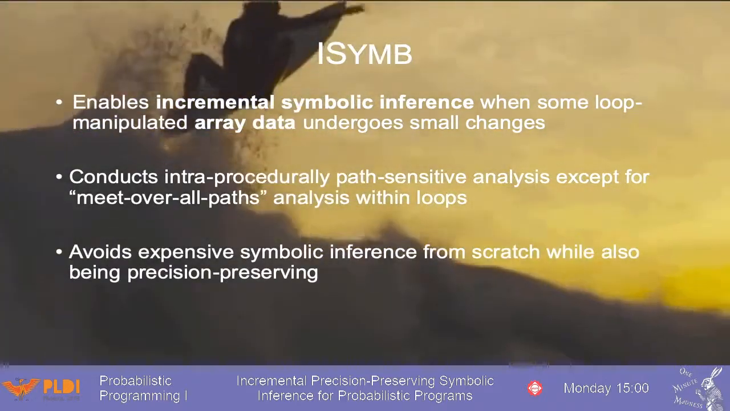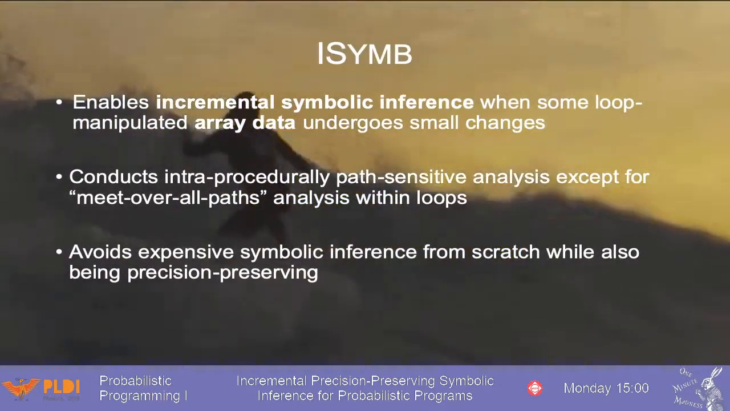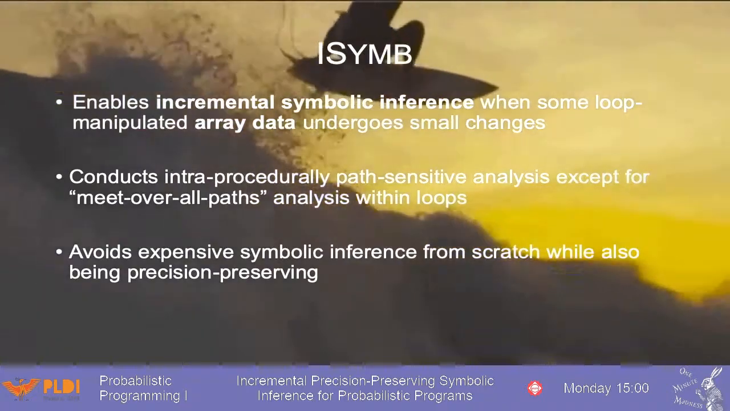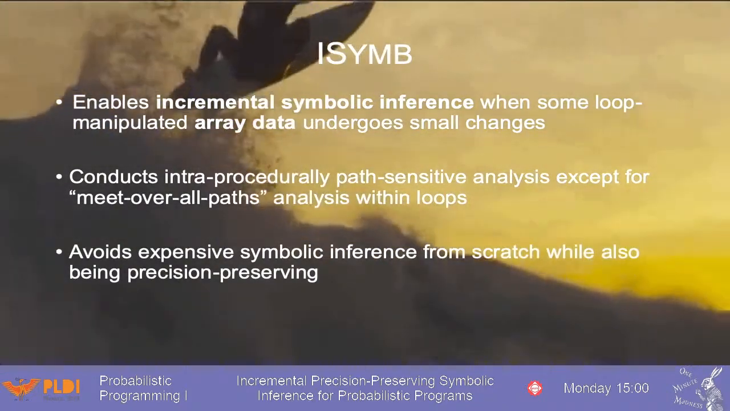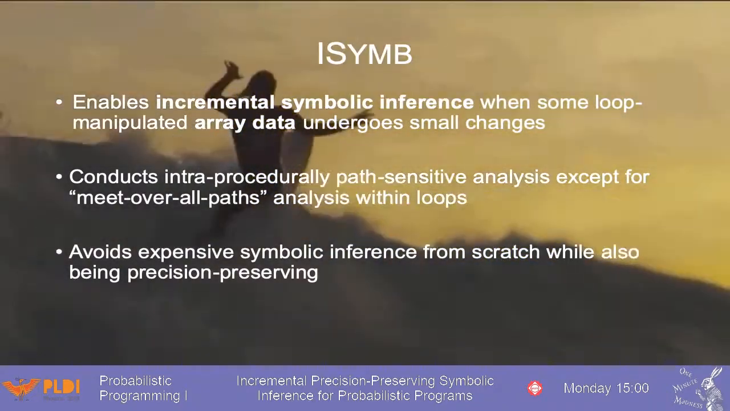By recomputing only the probability distributions for the paths affected, iSymB avoids expensive symbolic inference from scratch, while also being precision-preserving.